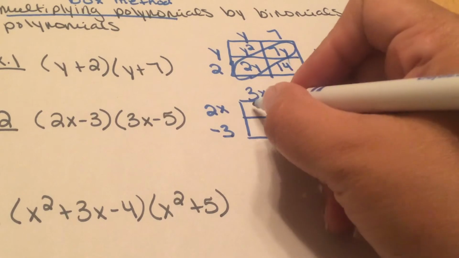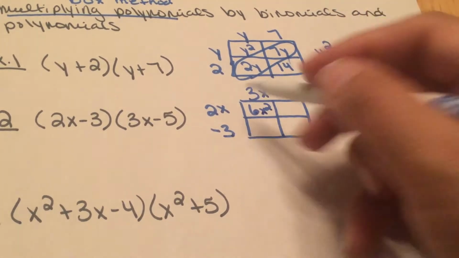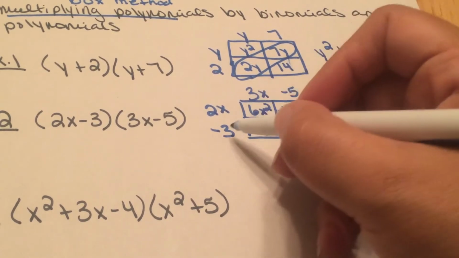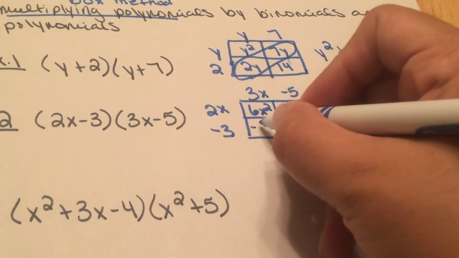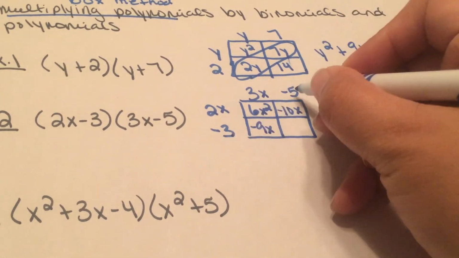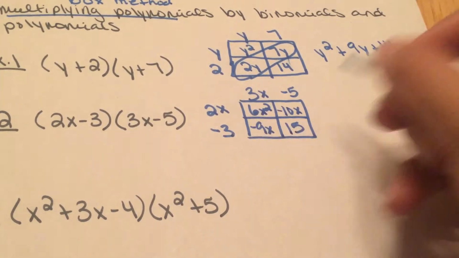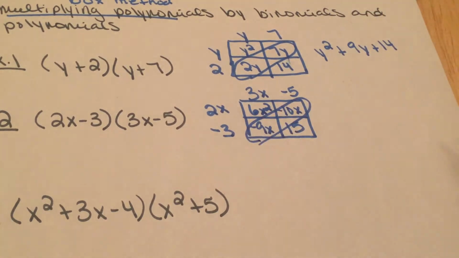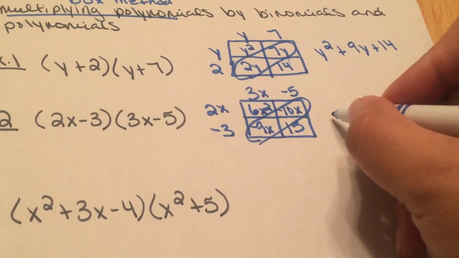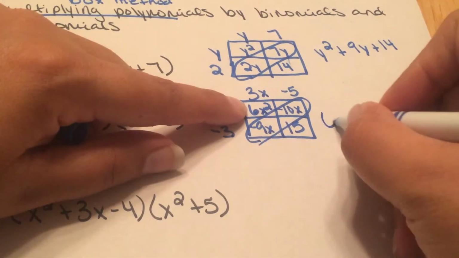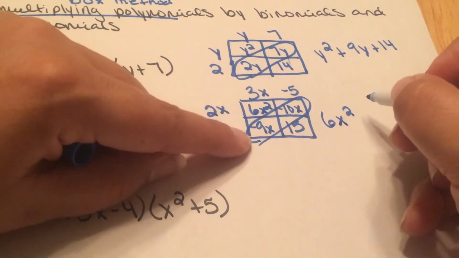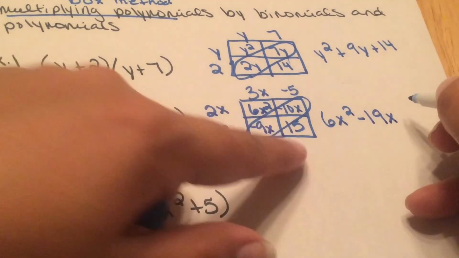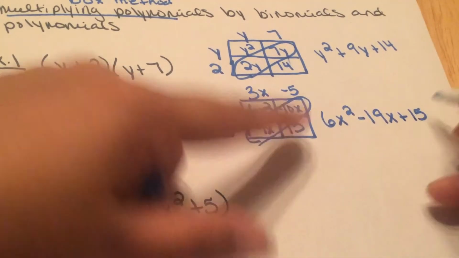2x times 3x is 6x squared. 2x times negative 5, negative 10x. Negative 3 times 3x is negative 9x. And negative 3 times negative 5 is a positive 15. Again, what I notice on my diagonals is I have my like terms. So I'm going to write everything that I need to in descending order. 6x squared, negative 9x and negative 10x is negative 19x, and then plus 15.